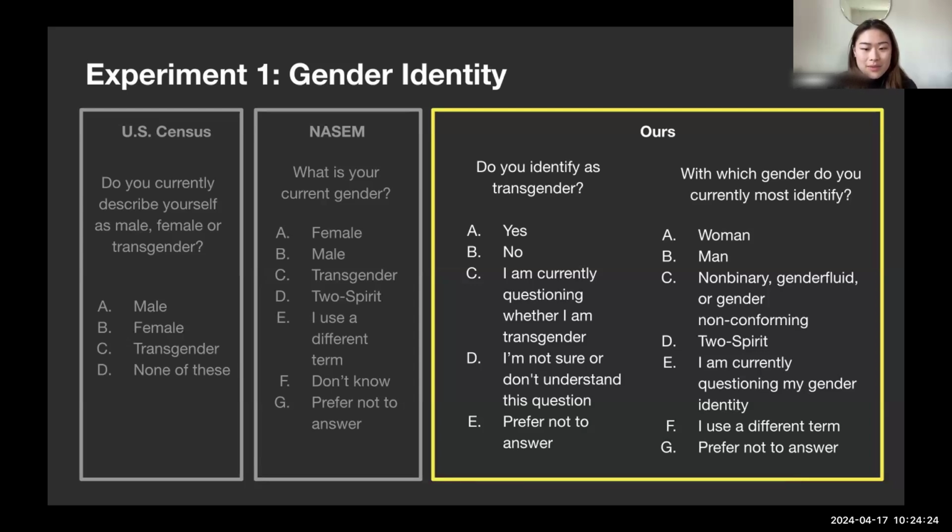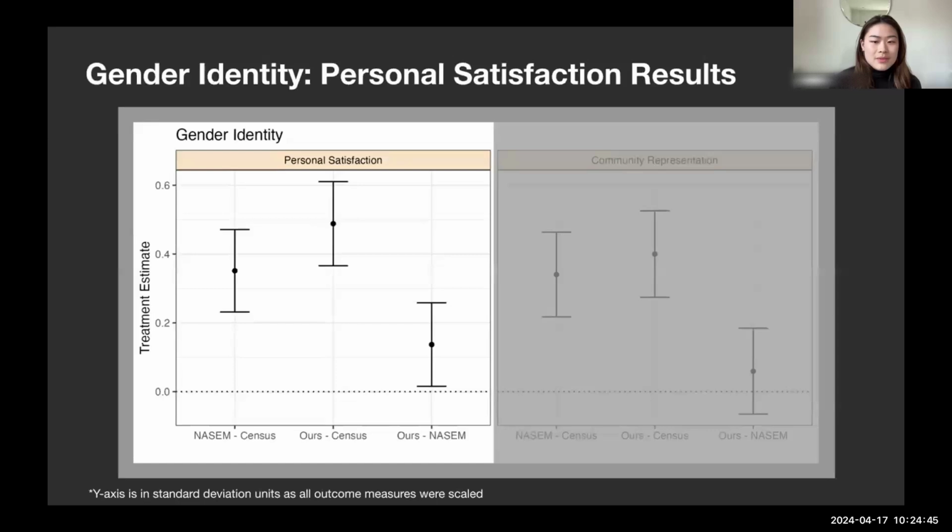We also kept the open-ended response options from NASEM, and we also thought that it was really important in the trans question that we include "I am currently questioning whether I'm transgender" in order to allow people to fully describe themselves. For our results, for personal satisfaction, we have evidence that respondents felt more satisfied with our questions and with the NASEM questions as compared to the census.